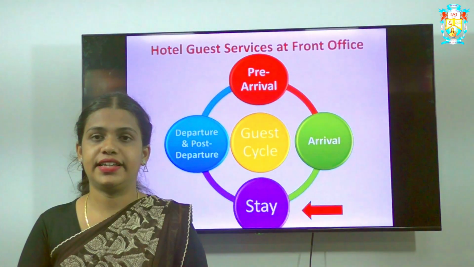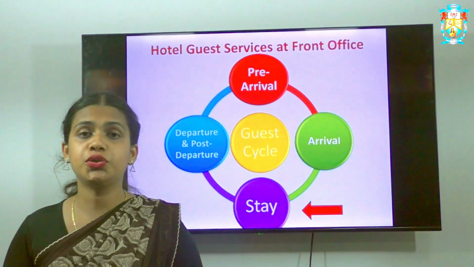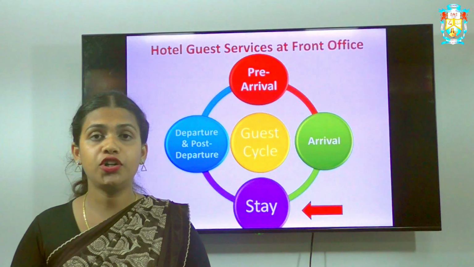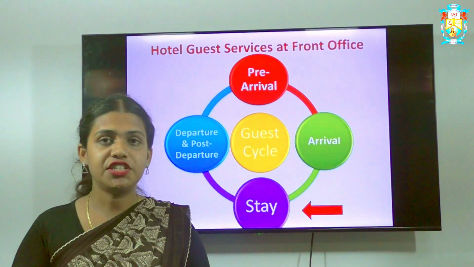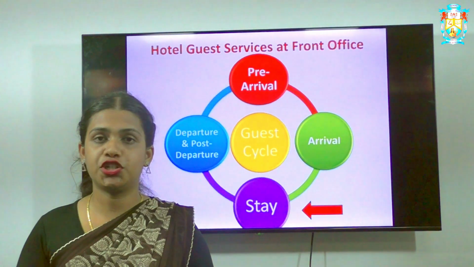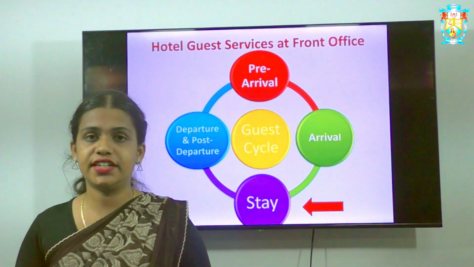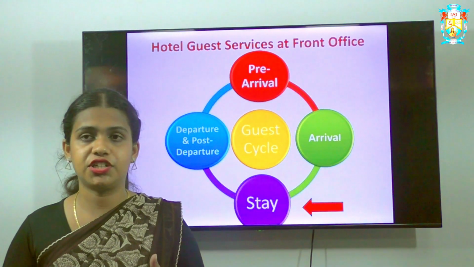So today's topic is guest cycle. Before understanding the term guest cycle, we should know the meaning of reservation. So what do you mean by reservation? Reservation is blocking a certain type of room for the guest for a certain duration of time. So what usually happens is, when the guest has to come on a certain day, the first major step is the reservation.